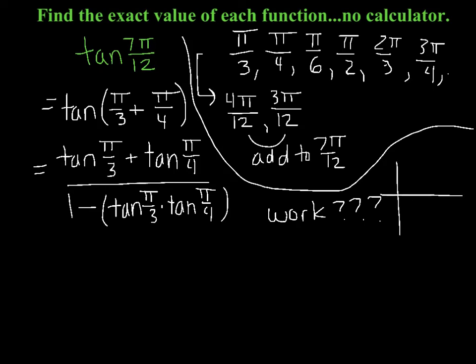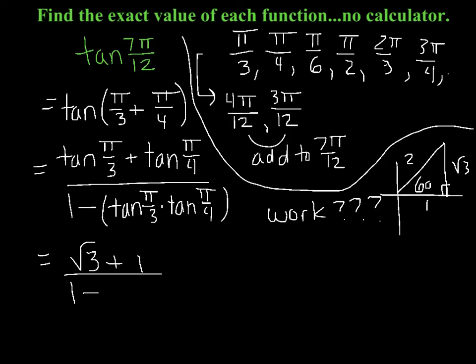So I'm going to draw a triangle. I know pi over 3 is 60. I'm going to label the sides, and then I know tangent of 60 is root 3. So it's root 3 plus tangent of 45, we know that one to be 1 pretty well, over 1 minus root 3 times 1, which is just 1 minus root 3. So this is where you want to get rid of the square root in the bottom, so you want to multiply by the conjugate of the bottom, which is 1 plus root 3. Whatever you do to the denominator, you got to do to the numerator.